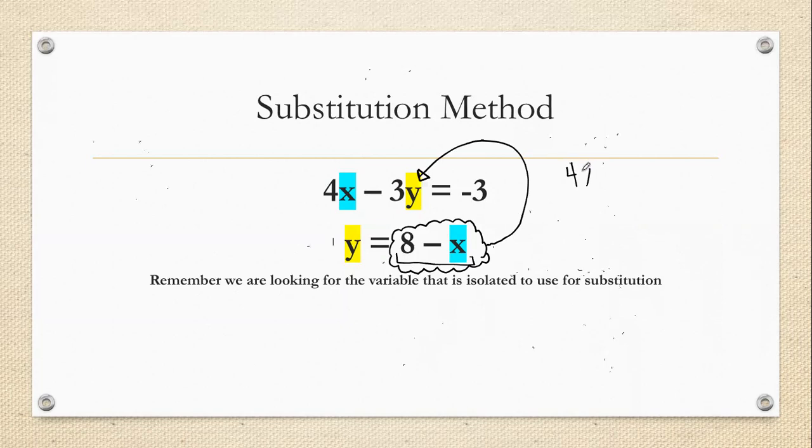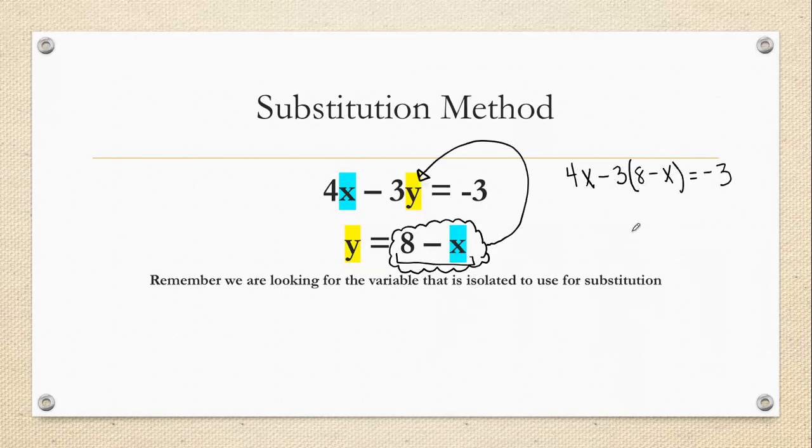So 4x minus 3, in parentheses, instead of saying y, I'm going to replace it with 8 minus x. I'm going to substitute that in, equals negative 3. So I'm replacing the whole y with what I know y equals, 8 minus x. When you substitute in, I always suggest you put that thing in parentheses. So that will give me 4x minus 3 times 8 minus x equals negative 3.